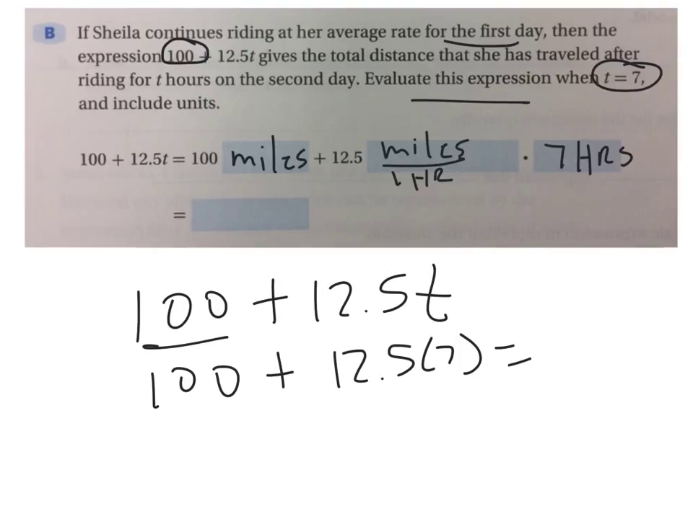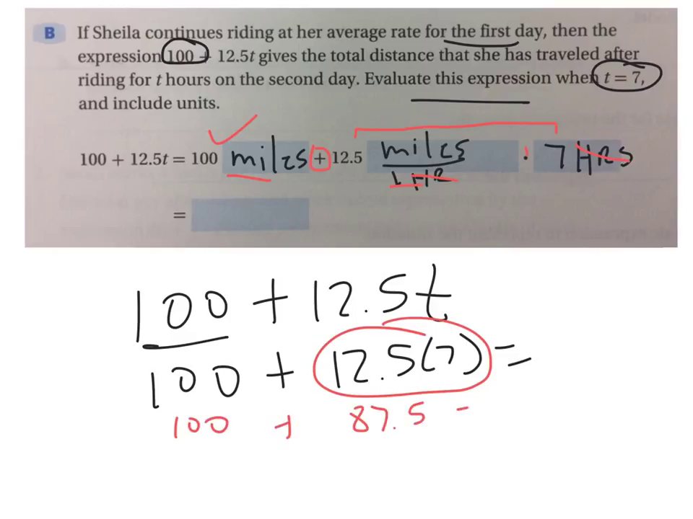Now, once we fill in the blue blocks up at the top, you're going to see that we've traveled 100 miles plus 12.5 miles per 1 hour times 7 hours. Well, notice the hours cancel out because it's a denominator and numerator. So you're simply left with 12.5 times 7, which is basically this right here. And then you will add it to the 100. And what you end up getting is 100 plus 87.5, which totals to 187.5 miles.